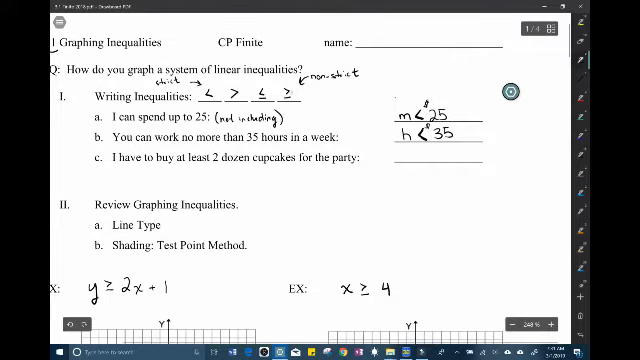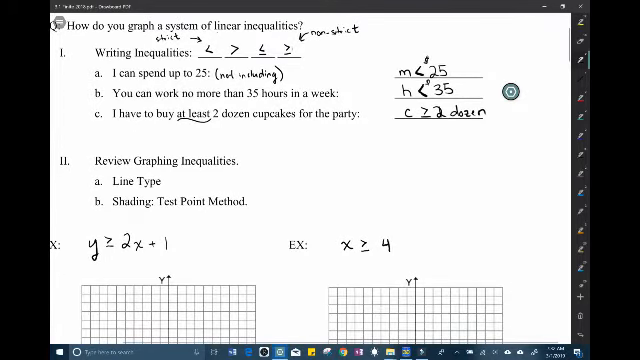You can work no more than 35 hours in a week. I have to buy at least 2 dozen. At least is one case where it is pretty well known that you can have equal to, so 2 dozen in this case. So at least 2 dozen cupcakes would cut it there. Anyway, review graphing these. So that's just writing inequalities.